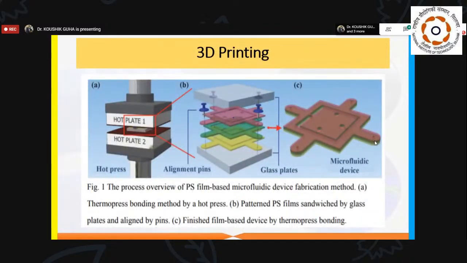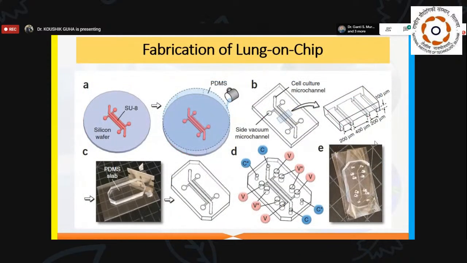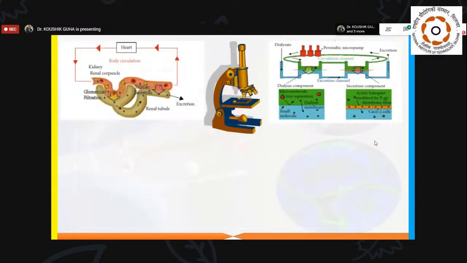3D printing also, nowadays, with the help of 3D printing, you can fabricate any complex type of device. Biological organs can also be printed with the help of 3D printing technology. Fabrication of lung on chip is done with the help of 3D printing. You can see that the lung on chip can also be fabricated.